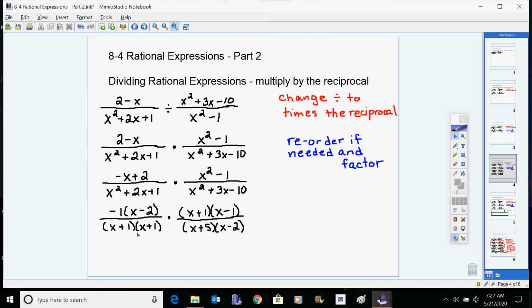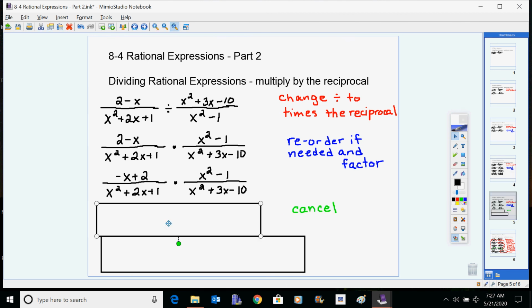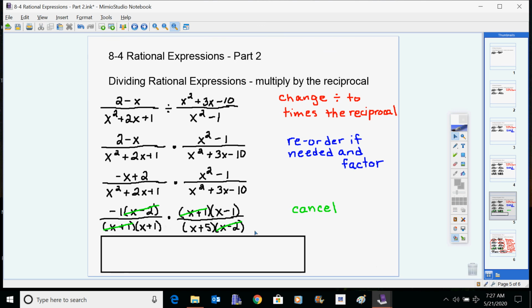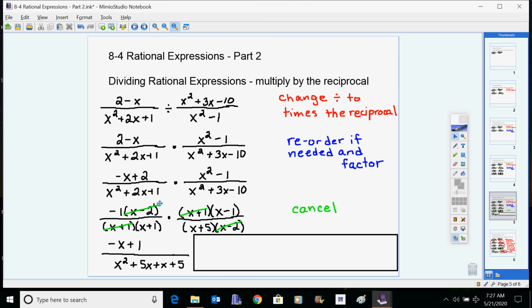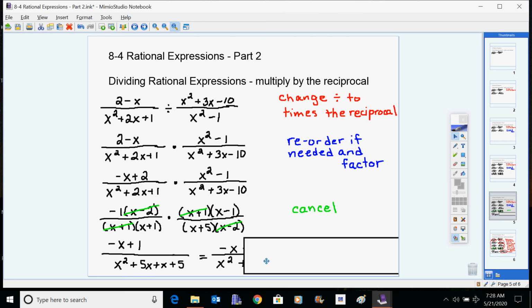So then look for things that cancel. The x plus 1s will cancel. The x minus 2s will cancel. So it will look like that. That leaves us with -1 times x minus 1. And it leaves us with these to multiply together, x squared plus 5x plus 1x plus 5. We simplify, put the like terms together. That one's beautiful. So the last thing that we need to consider is the restrictions.